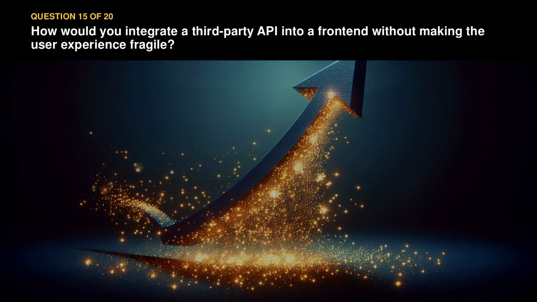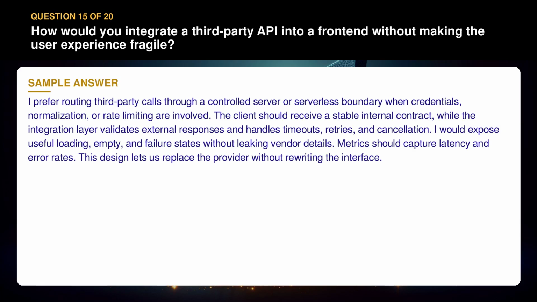Question 15. How would you integrate a third-party API into a front-end without making the user experience fragile? I prefer routing third-party calls through a controlled server or serverless boundary when credentials, normalization, or rate limiting are involved. The client should receive a stable internal contract, while the integration layer validates external responses and handles timeouts, retries, and cancellation. I would expose useful loading, empty, and failure states without leaking vendor details.